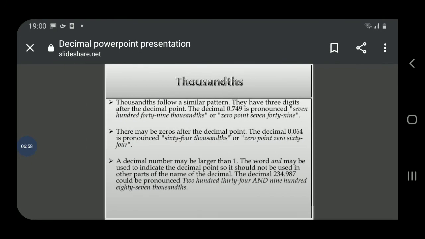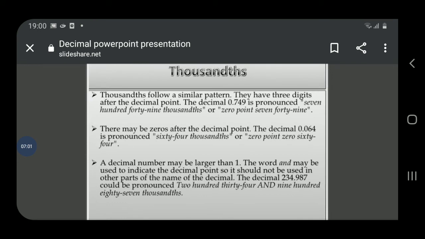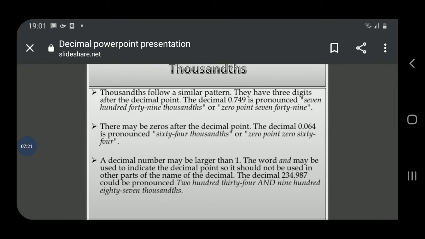Now, thousandths follow a similar pattern. They have 3 digits after the decimal point. The decimal 0.749 can be pronounced as 749 thousandths or 0.749. Now, there may be zeros after the decimal point. The decimal 0.064 is pronounced as 64 thousandths or 0.064. Okay, now it's a decimal thing like that.